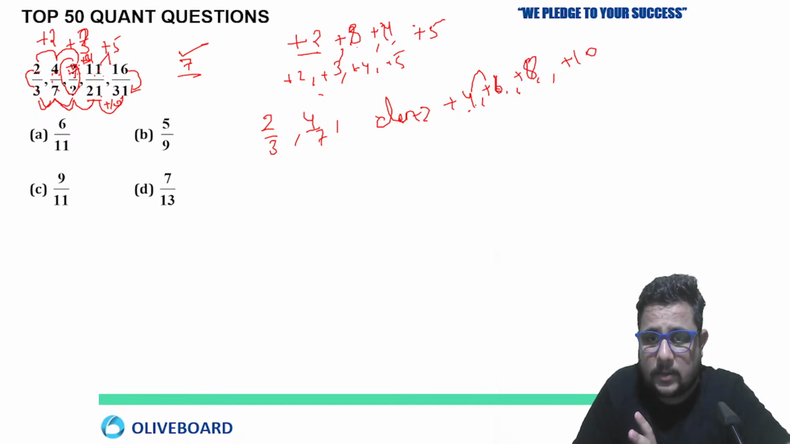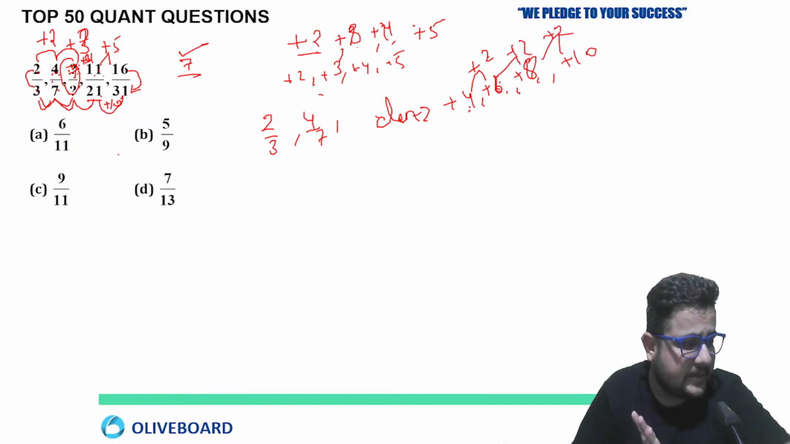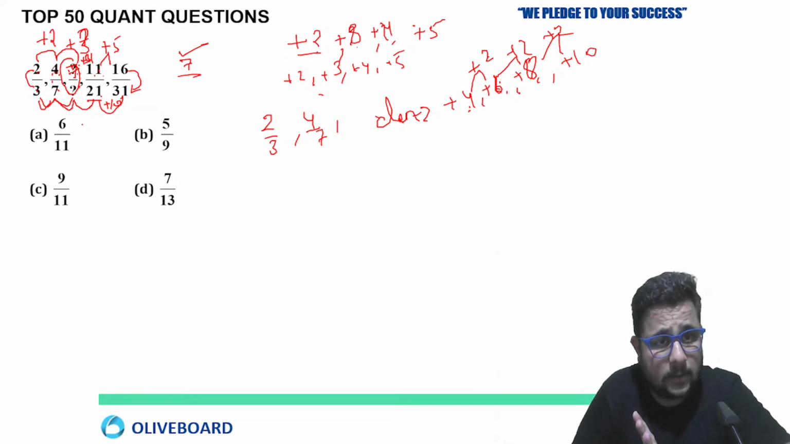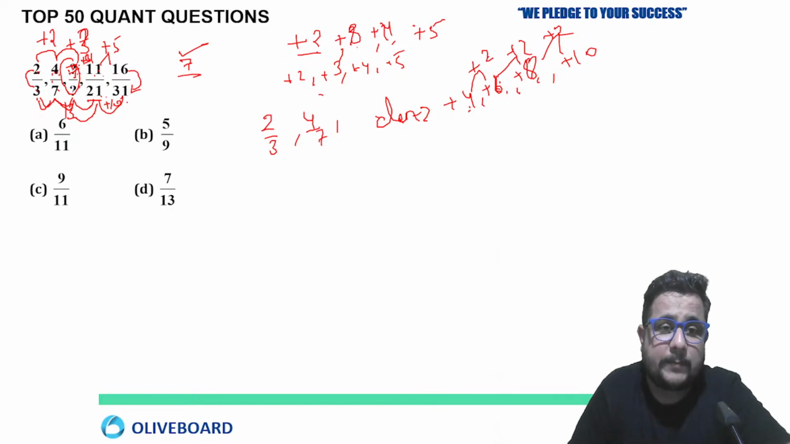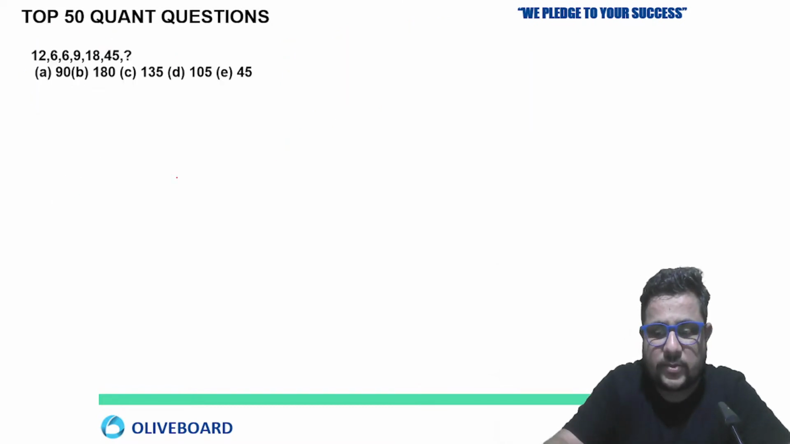So 4 plus 2, 6, 6 plus 2, 8, 8 plus 2, 10. It can be like that. Clear? So 3 plus 4, 7, 7 plus 6, 13, 13 plus 8, 21. Yes, it is following. And 21 plus 10, 31. So yes, option D is going to be the answer.